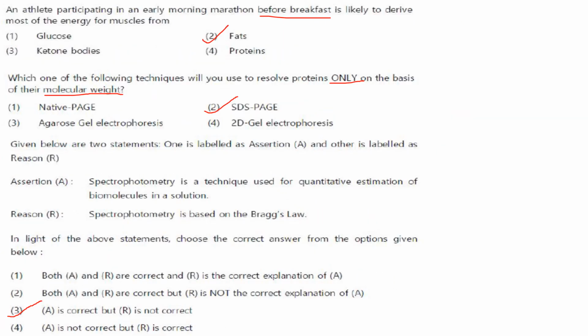An athlete participating in an early morning marathon before breakfast is likely to derive most of the energy for muscles from? So here the athlete lacks carbohydrates because he doesn't have his breakfast. So his body uses more fat as energy. So the answer here is option 2, fats.